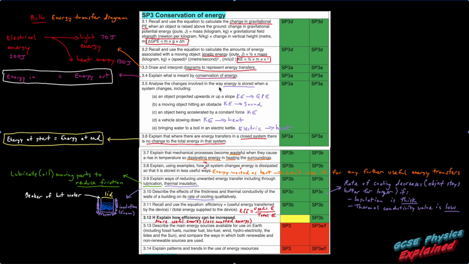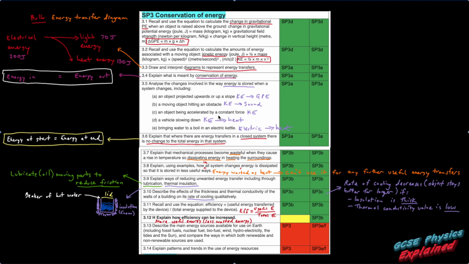Analyze the changes involved in the way energy is stored when a system changes, including an object projected upwards on a slope. So if it's moving, that's kinetic energy, and if it's going upwards, it'll get converted into gravitational potential energy, as the object will slow down as it goes higher in the air, as if you were throwing a ball or something. A moving object hitting an obstacle, so that would be the kinetic energy turning into sound energy as it hits the wall or whatever.